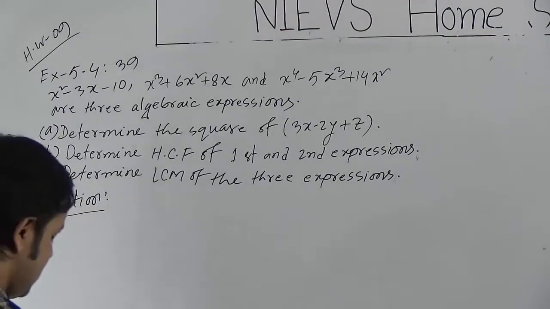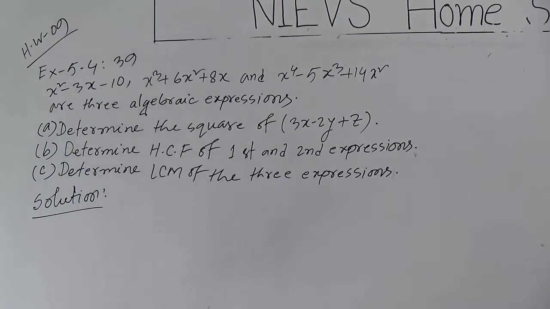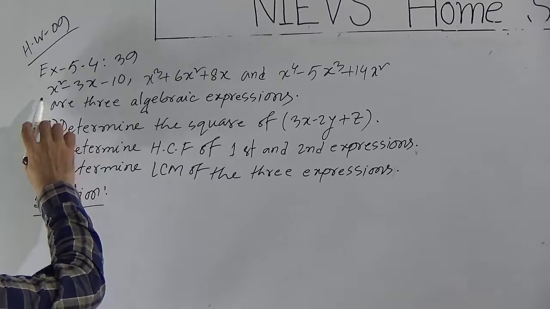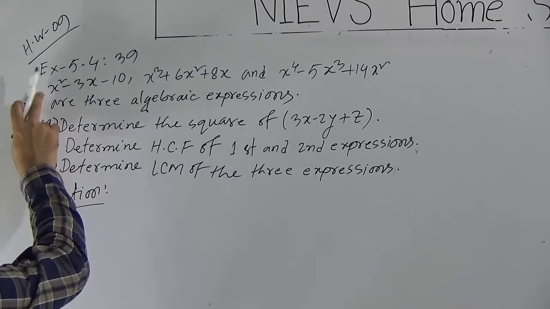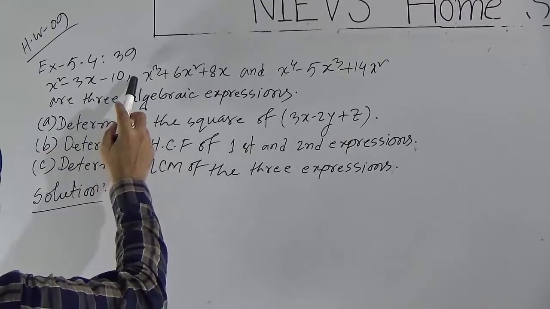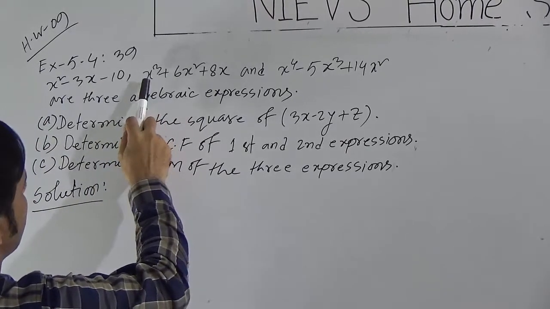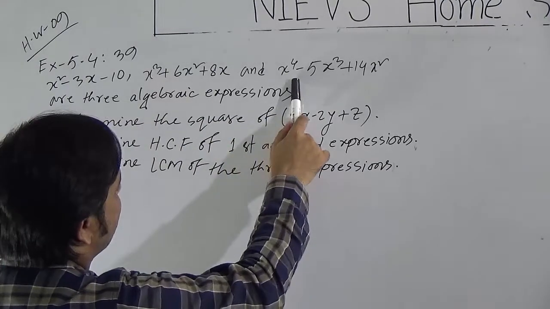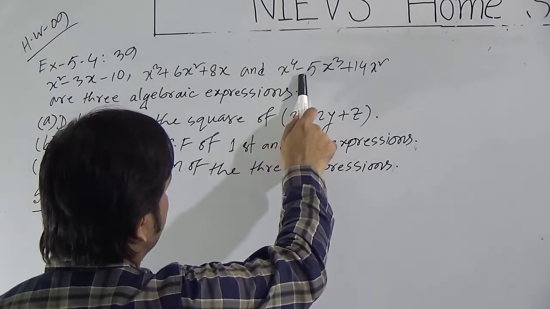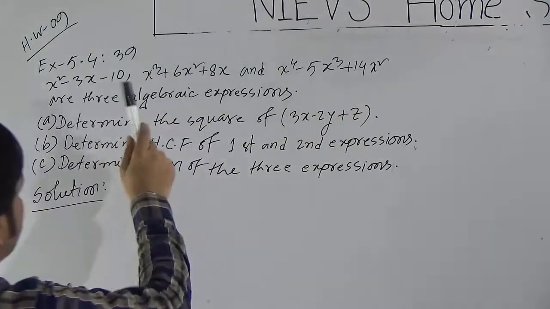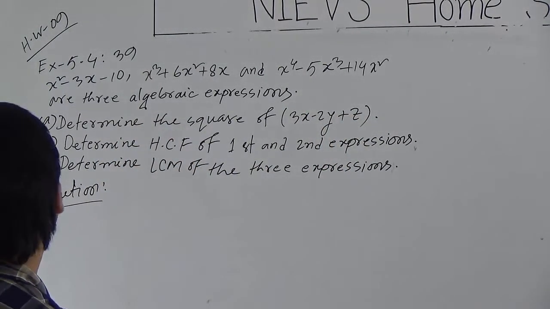Dear students, at first I will read the stem. Here are three algebraic expressions given. First expression: x square minus 3x minus 10. Second expression: x cube plus 6x square plus 8x. And the third expression is x to the power 4 minus 5x cube plus 14x square. These are the three algebraic expressions given.